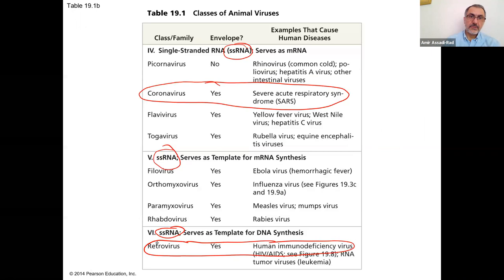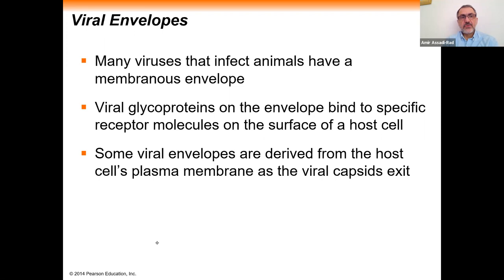Okay, viral envelope. Many viruses that infect animals have a membrane envelope with viral glycoproteins, and that's the key. The glycoproteins of the virus and the receptors on host cells recognize each other, like lock and key, which we talked about at the beginning of the semester. That is how they infect the cells. For example, the HIV virus does not infect our liver cells. The only cells they infect are our white blood cells. It means our white blood cells, CD4, CD8, have the receptor for HIV. Okay, so I hope I'm making some sense.